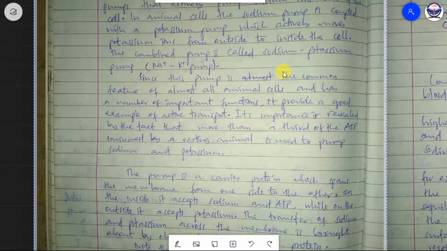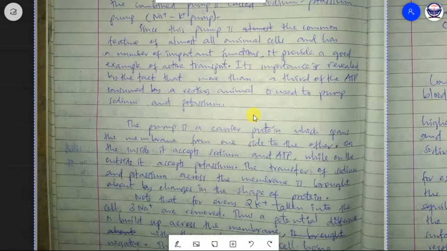Its importance is highlighted by the fact that more than a third of the ATP consumed by a resting animal is used to pump sodium and potassium. So more than a third of the ATP consumed by an organism at rest is used for the sodium potassium pump. Now the pump is a carrier protein.